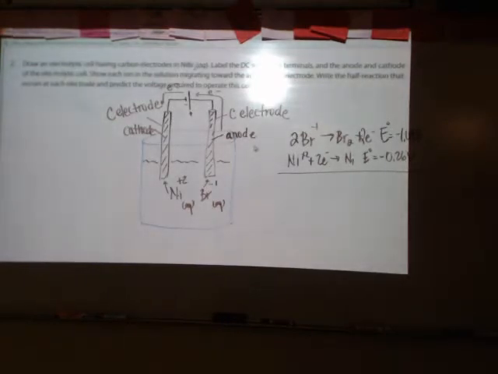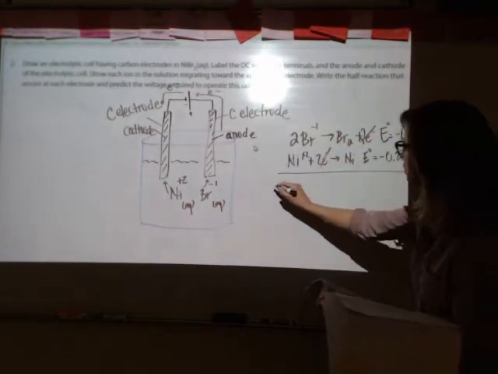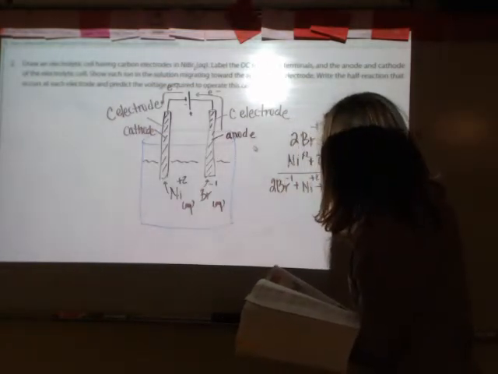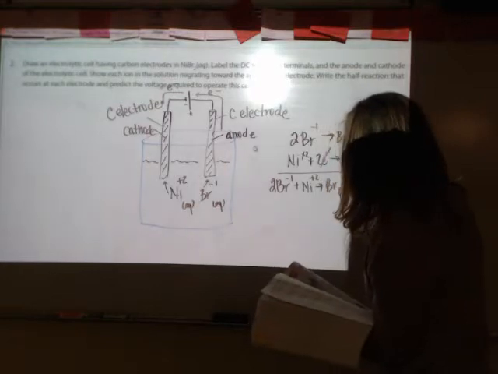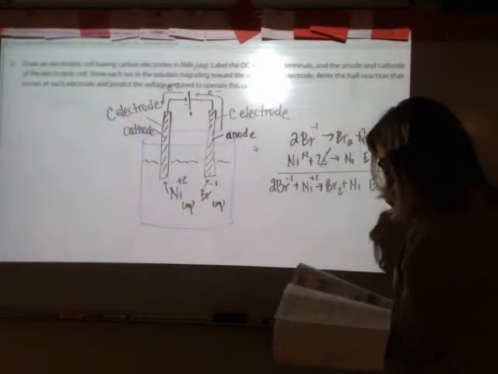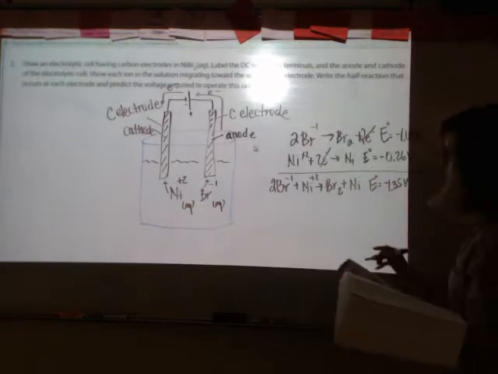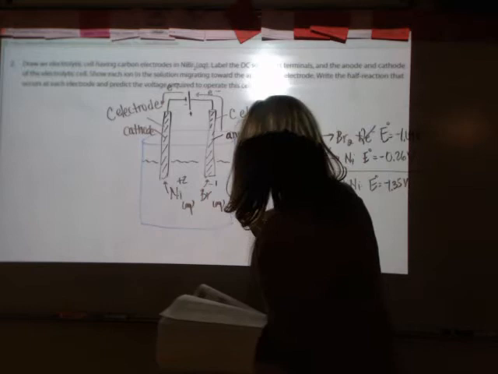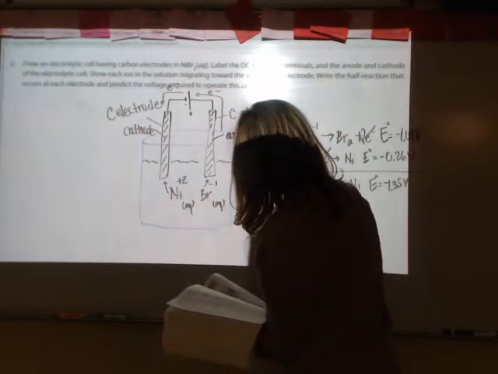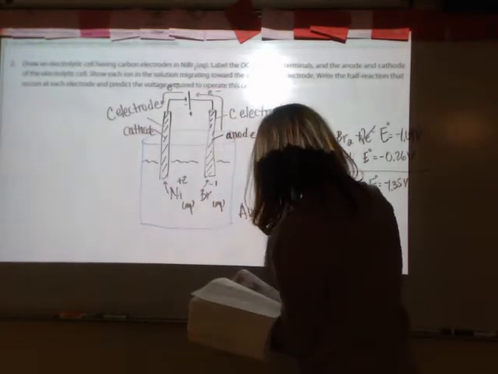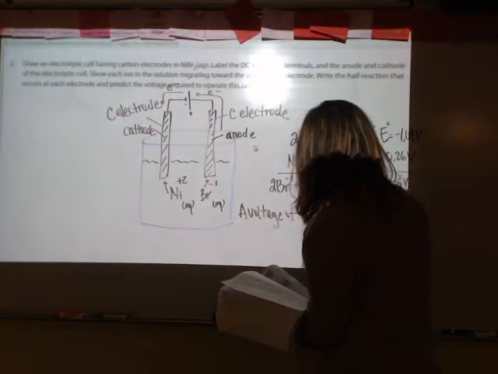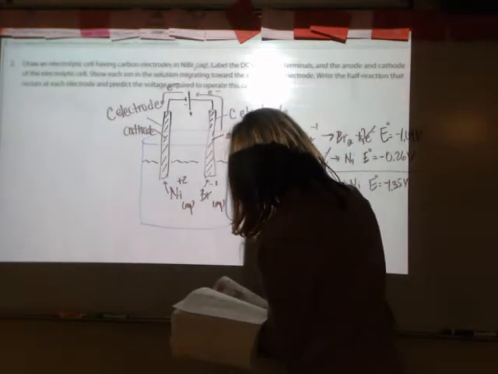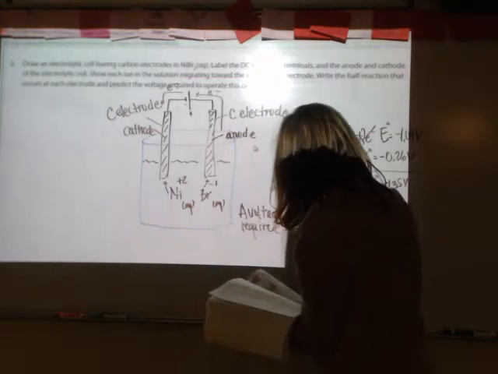So you'll add these two together. And you're going to get negative 1.35 volts. So this means that a voltage of at least 1.35 is required to operate the cell.